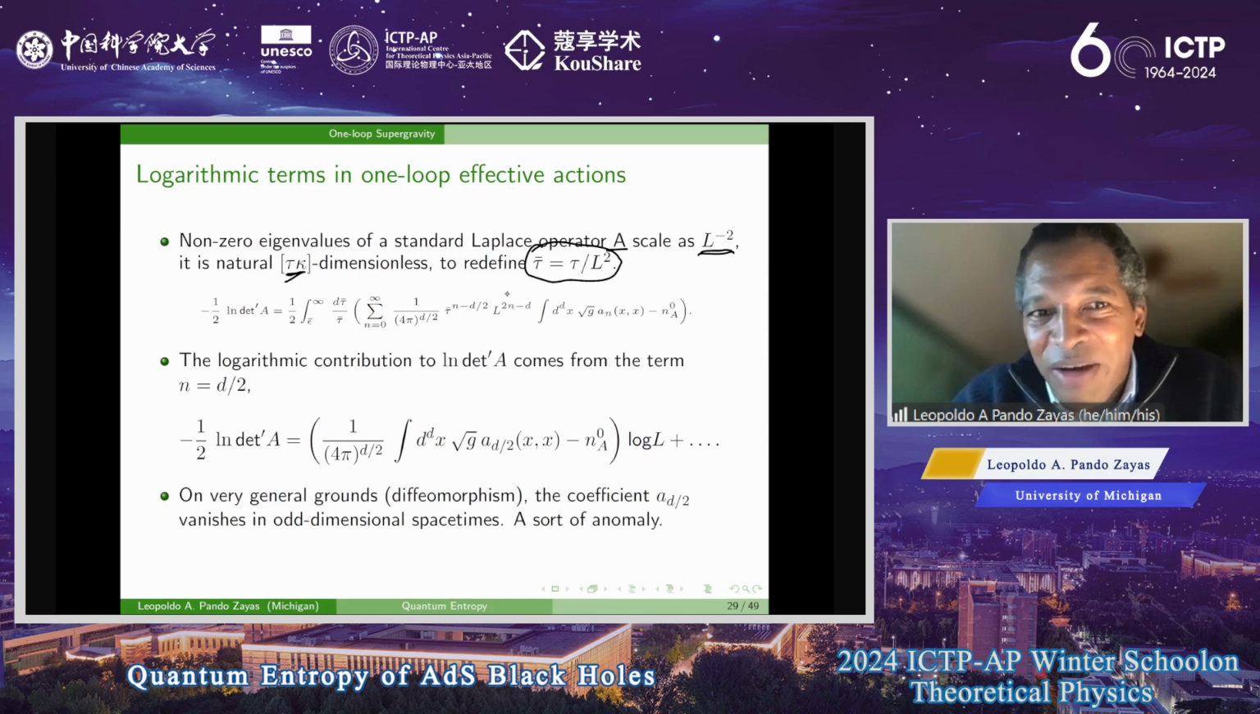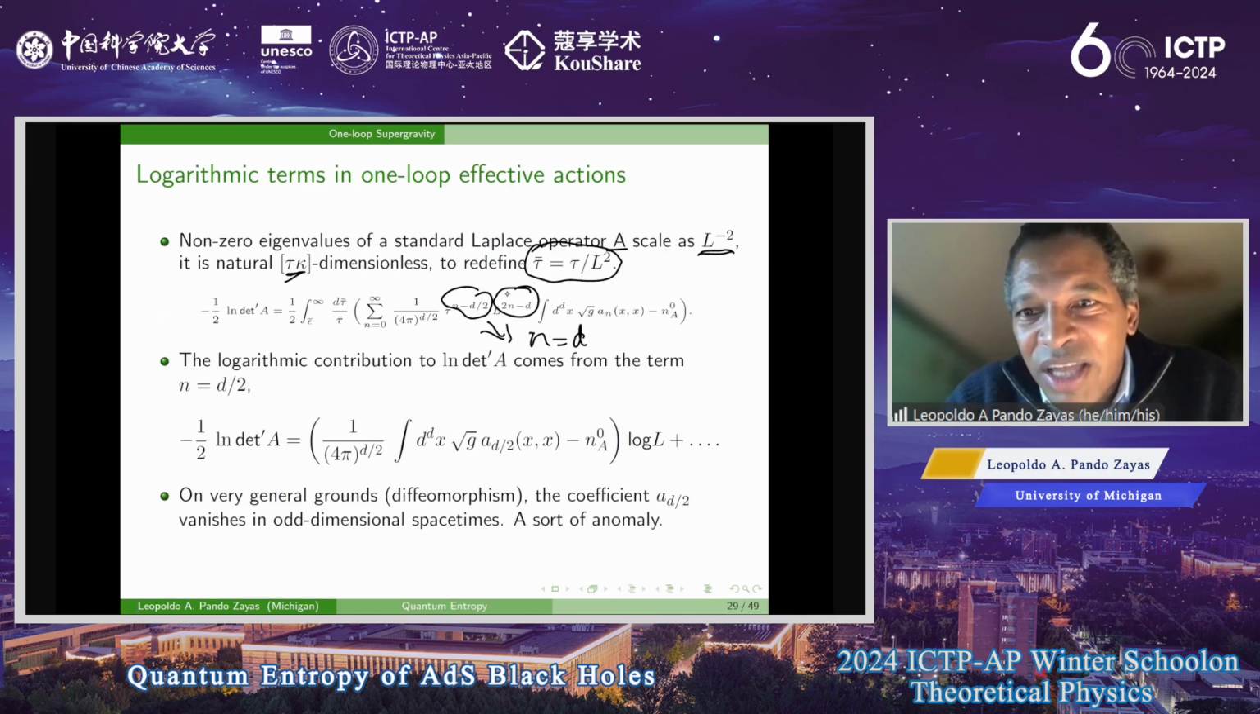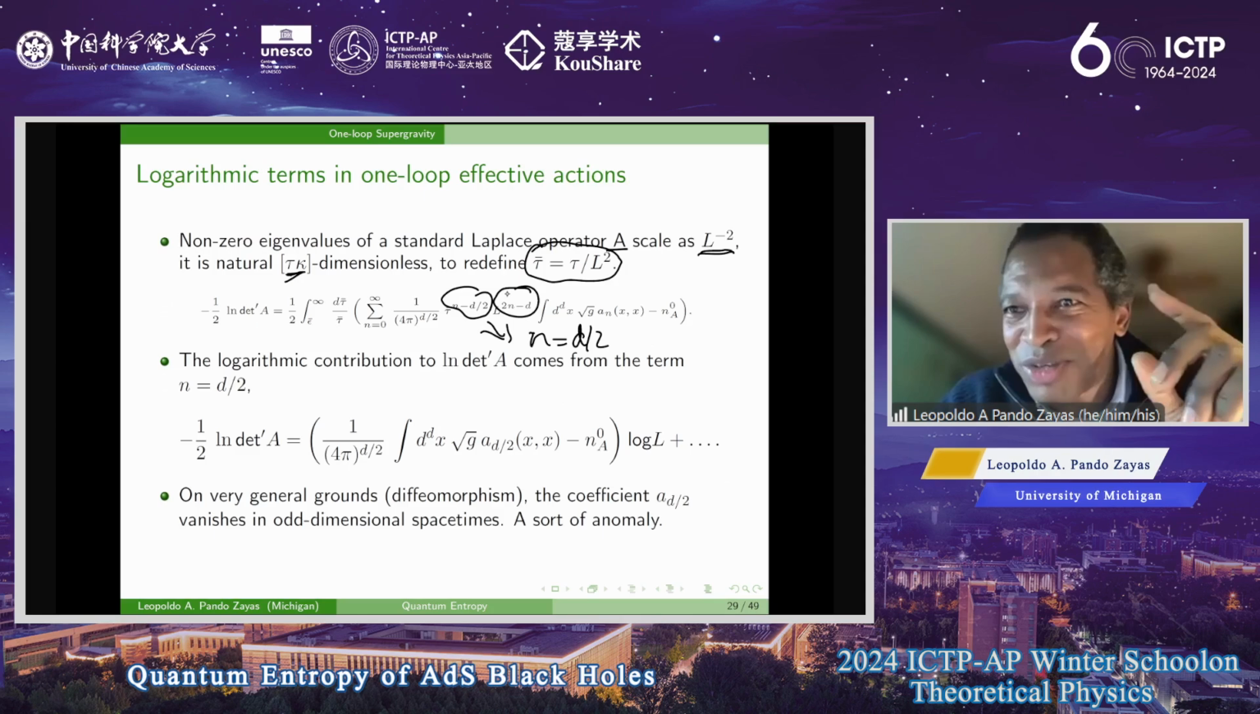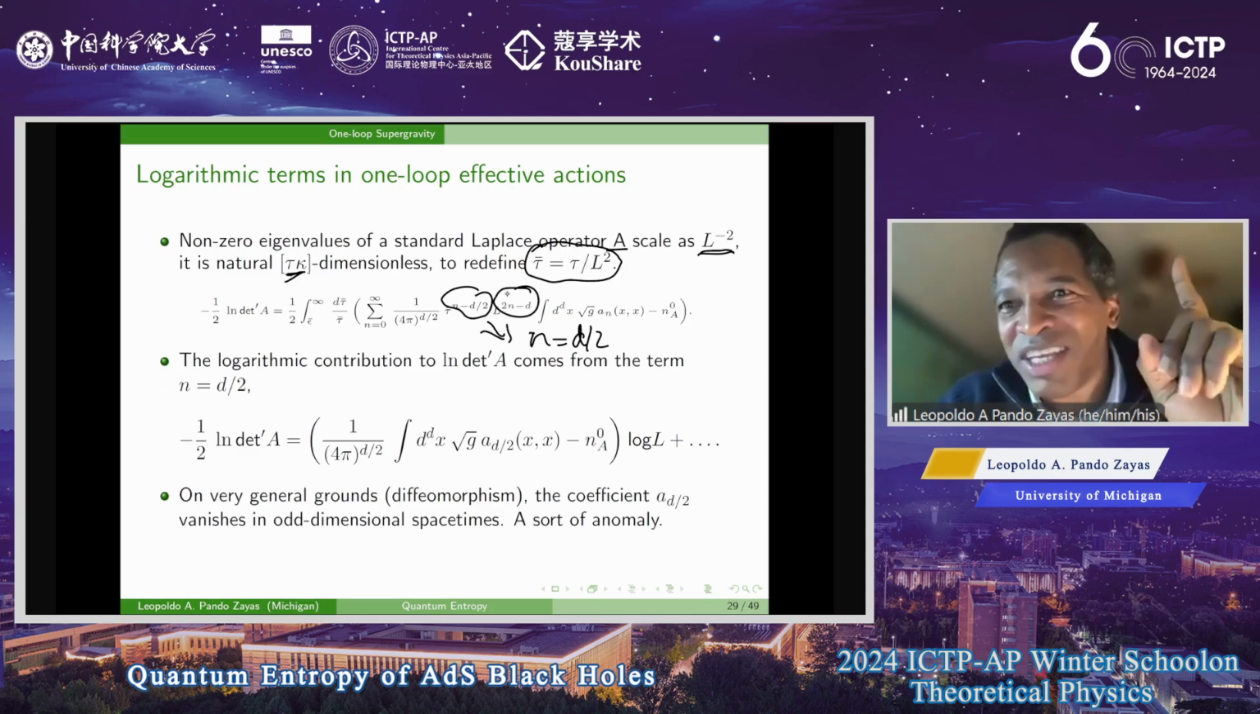The only term that can be logarithmic in L is the one for which this term becomes 0. So n must be d over 2. This is the dimension of the space, right? Only one term can contribute to the logarithmic correction. This is what I was telling you at the very beginning, that this kind of computation is very robust.